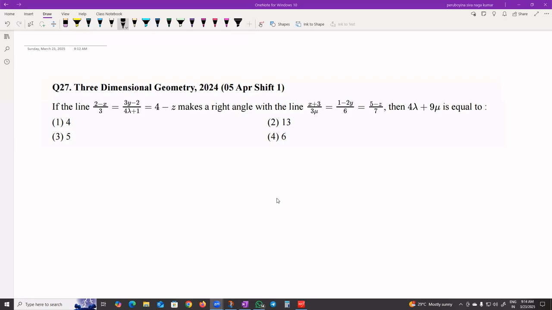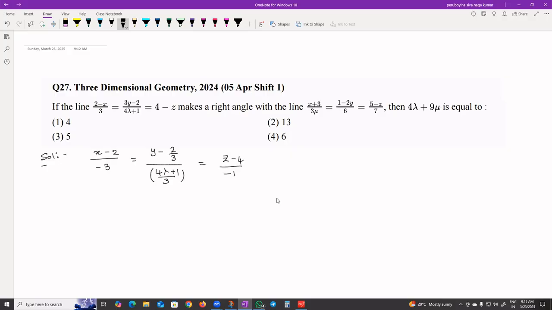2 minus x divided by 3. So copy this line equation, what they mentioned. Take 3 common from there. So y minus 2 by 3 divided by 4 lambda plus 1 by 3 you can write, and is equal to z minus 4 divided by minus 1.